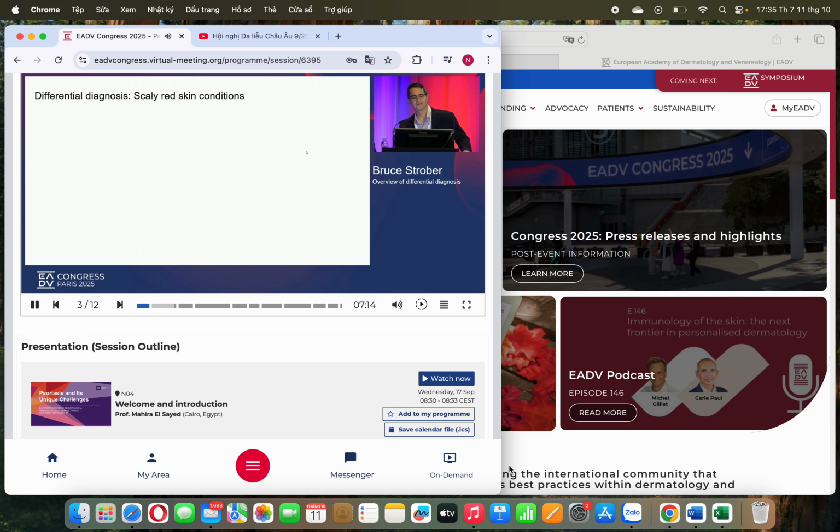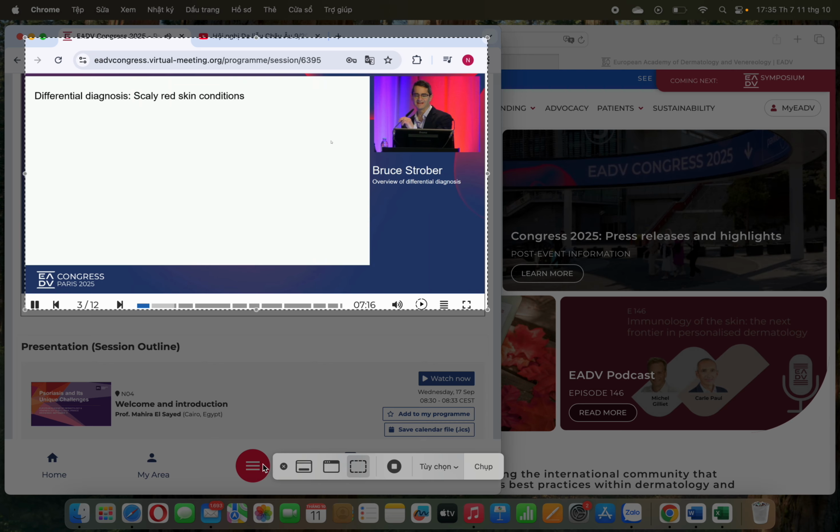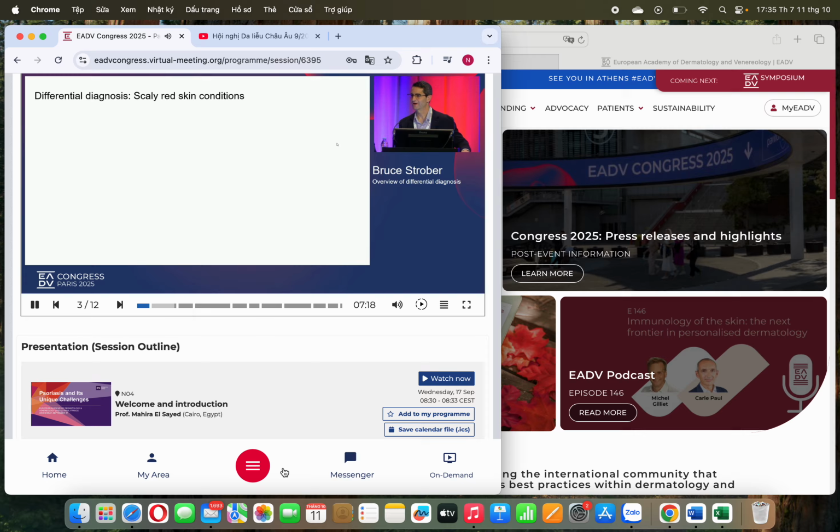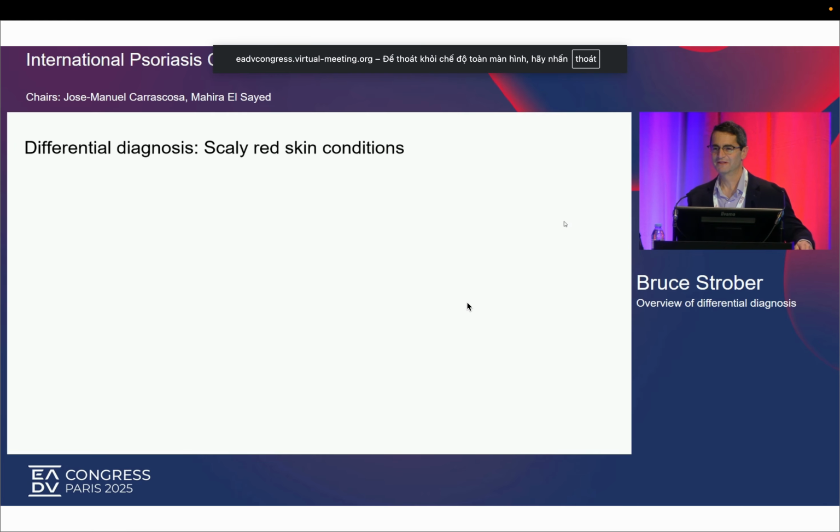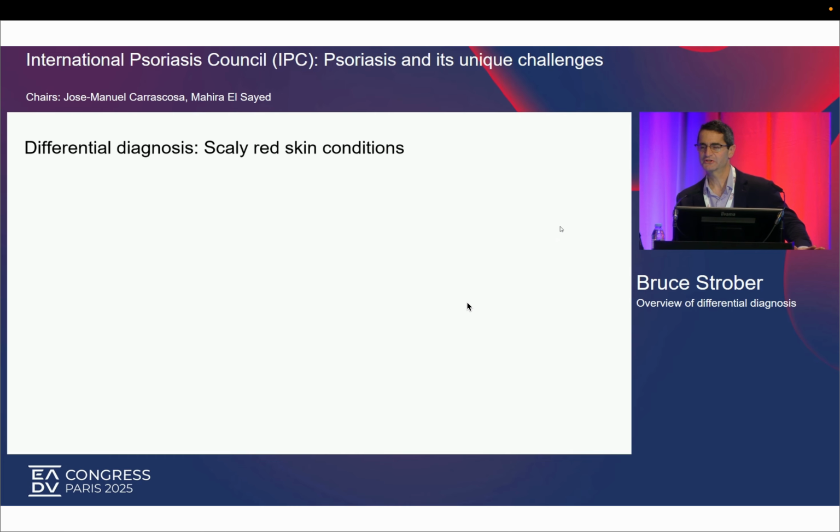Differential diagnosis of scaly red skin conditions. That's basically what we're going after here. And I'm going to give you a laundry list, and by all means, you could take notes, but there'll be a lot of photos. And I think what I want to impress upon you is how much can actually look like psoriasis.